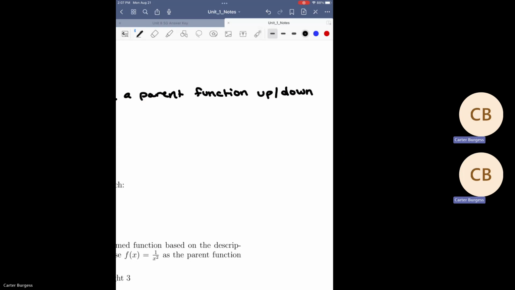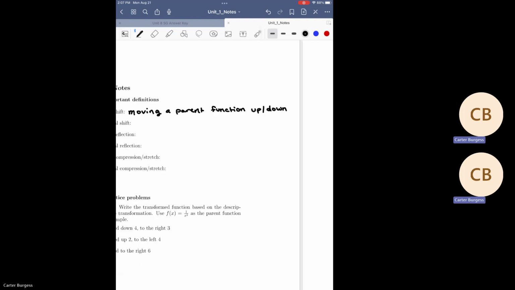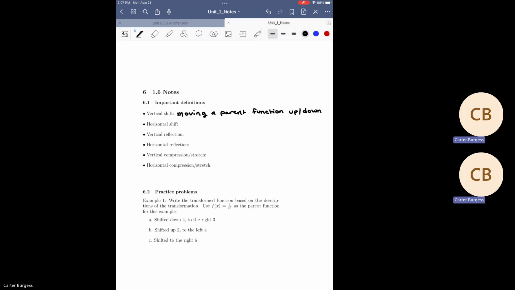Okay, so vertical shifts, taking our initial start function and shifting it up or down. If we are moving our function up or down, what are we changing about the function? We're changing, well, not just the y-intercept, we're changing the y values in general. This is a shift where we are not really affecting the x values, only really affecting the y values.